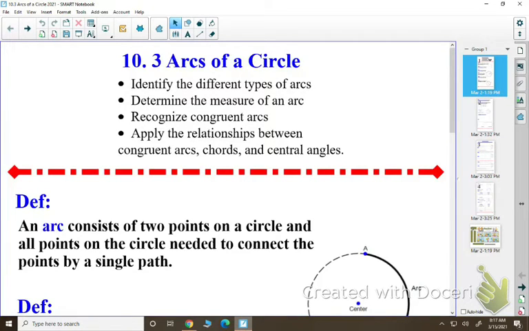So in this lesson, we are going to continue along with circles. We are going to focus today on arcs of a circle. As you can see here on the screen, we're going to identify the different types of arcs, like major versus minor, determine the measure of an arc, so how many degrees it is, recognize when you have congruent arcs in a picture, and finally apply the relationships between the congruent arcs, chords, and central angles.